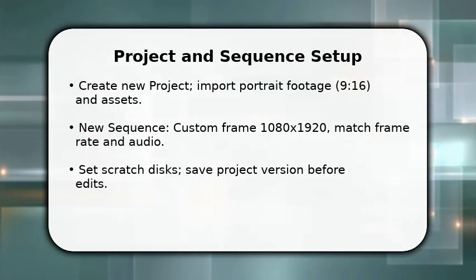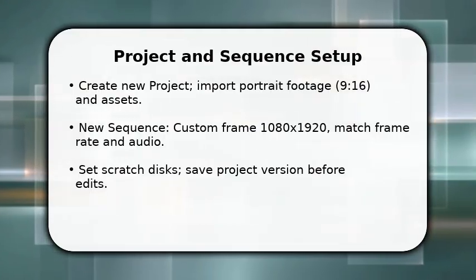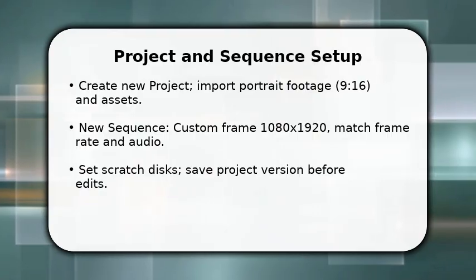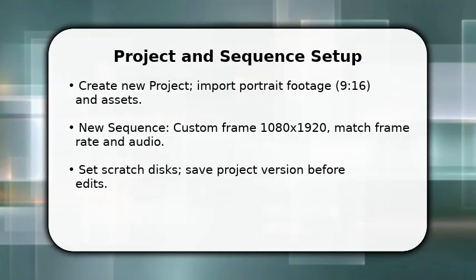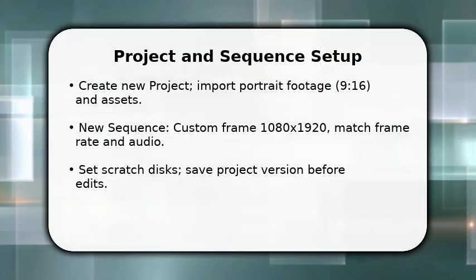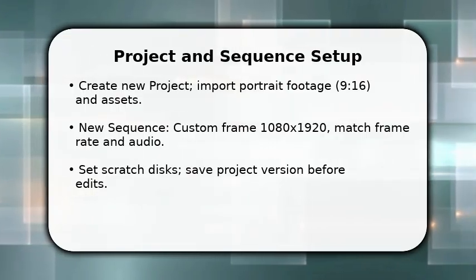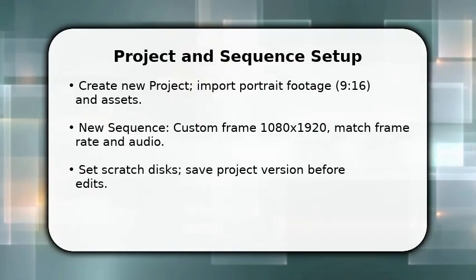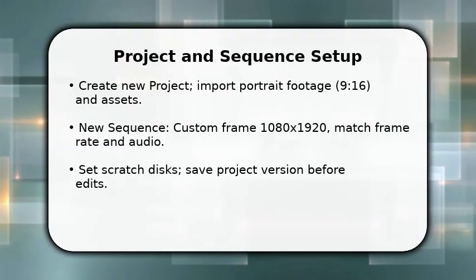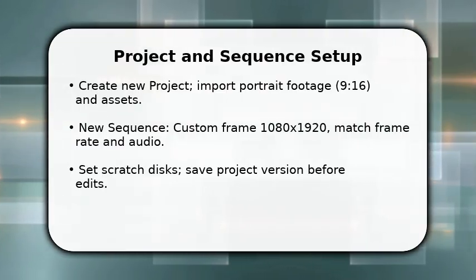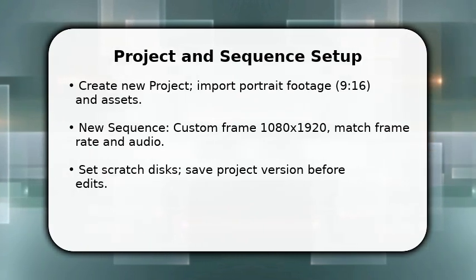You start by creating a new project and importing your portrait footage so Premiere recognizes resolution and frame rate. Next, make a new sequence with custom settings, set frame size to 1080 x 1920 or desired vertical size, and match the clip's FPS. This keeps motion and speed intact. Once done, adjust scratch disks and save a version project file. This first step prevents downstream scaling and cropping issues, and gets you editing in true portrait pixels from the outset.